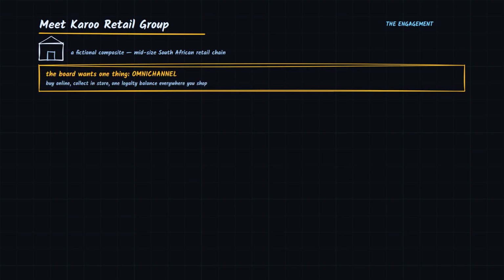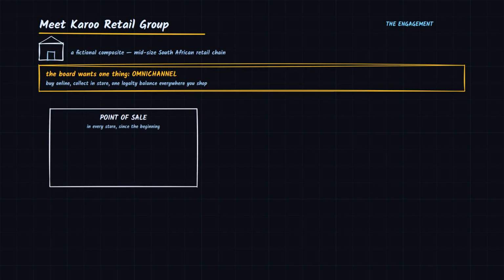So here's the engagement we're running, start to finish, across this whole season. Karoo Retail Group is a fictional composite. Think a mid-sized South African retail chain, and the board wants one thing: omni-channel, buy online, collect in store, one loyalty balance everywhere you shop.